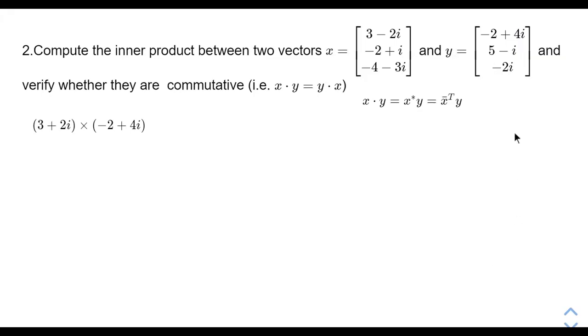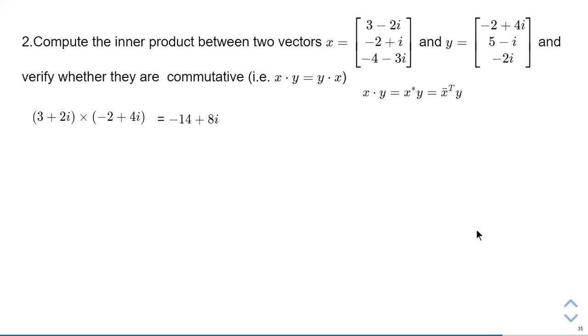Okay, so it's very simple. I hope you can work it out. You just multiply two complex numbers here. If you multiply these two complex numbers, you will get a complex number as an answer, which is minus 14 plus 8i. Similarly, you take the second element from x, conjugate it, which is minus 2 minus i, and then take the second element from y and multiply them together, and you will get this complex number. Again, you take the third element, conjugate it, and take the third element from y, multiply it, so you will get this number.